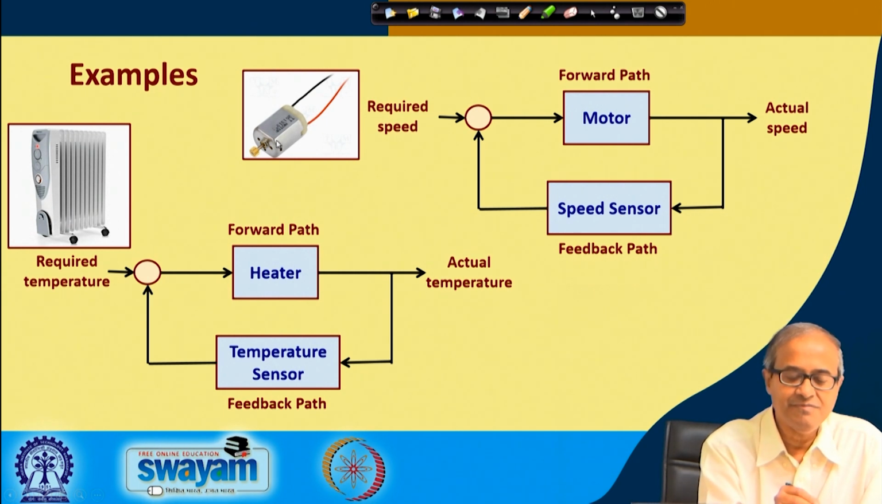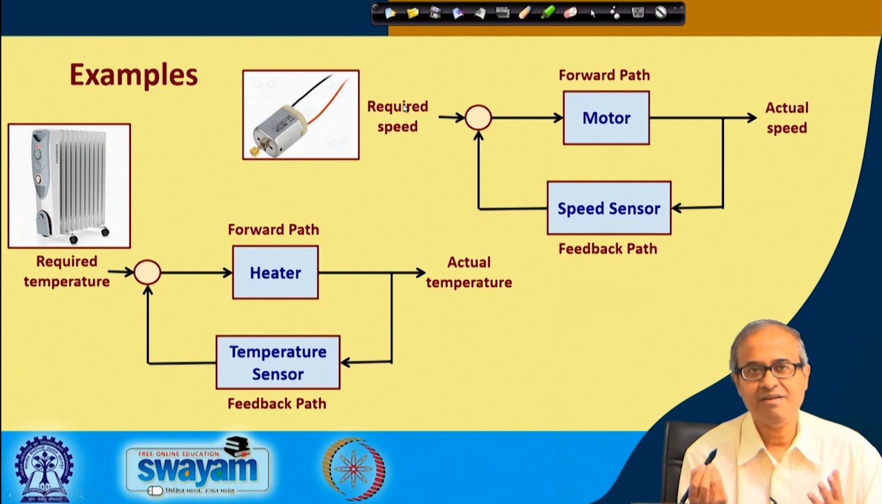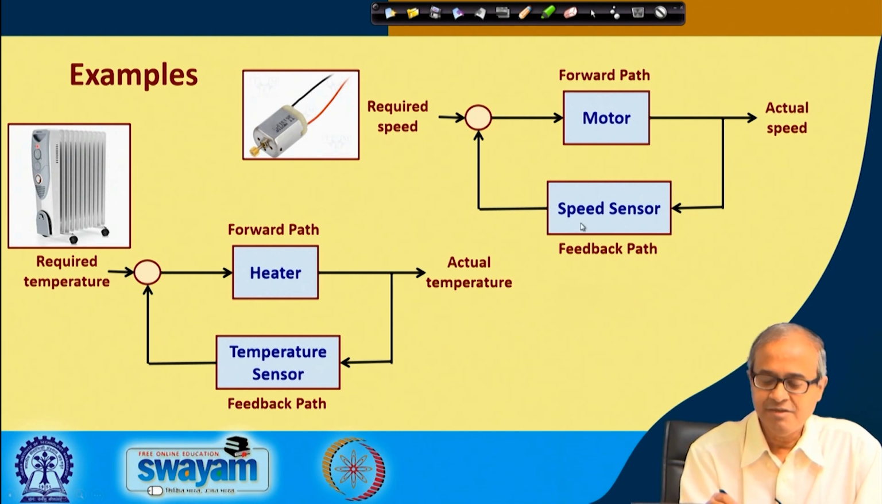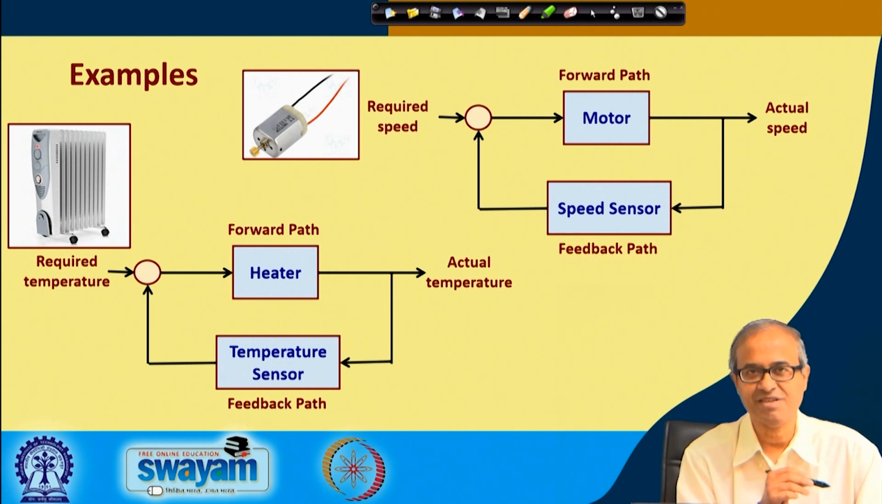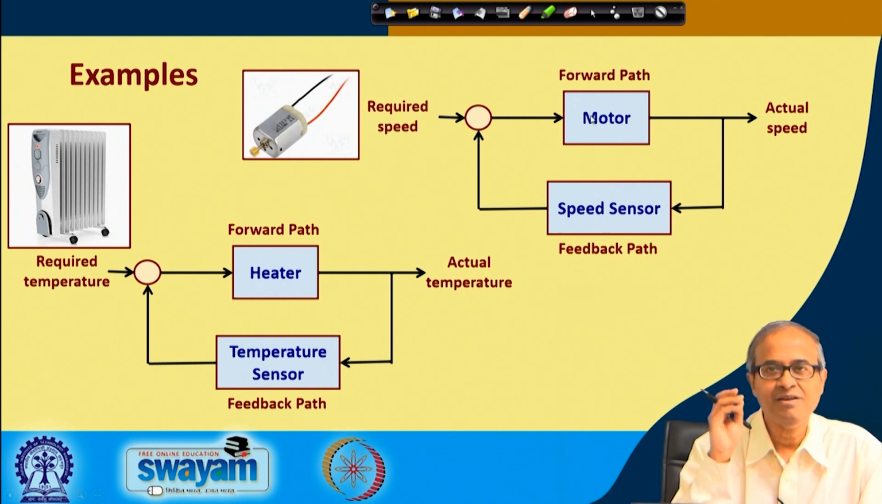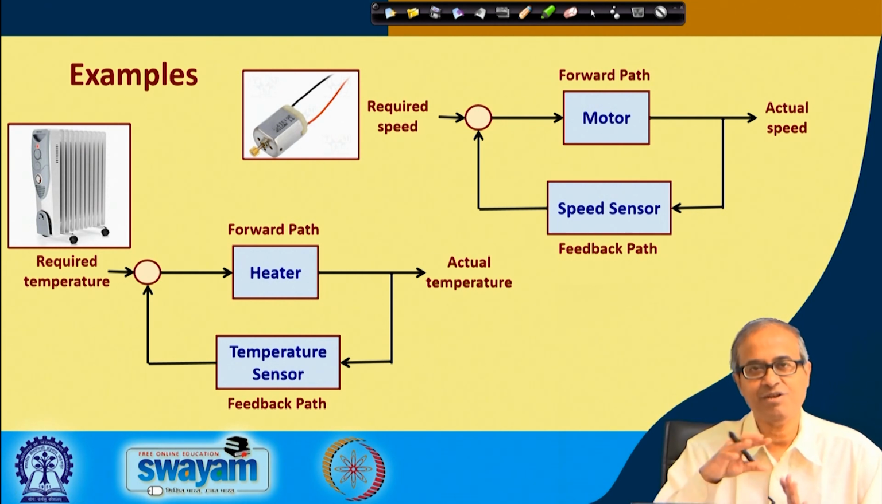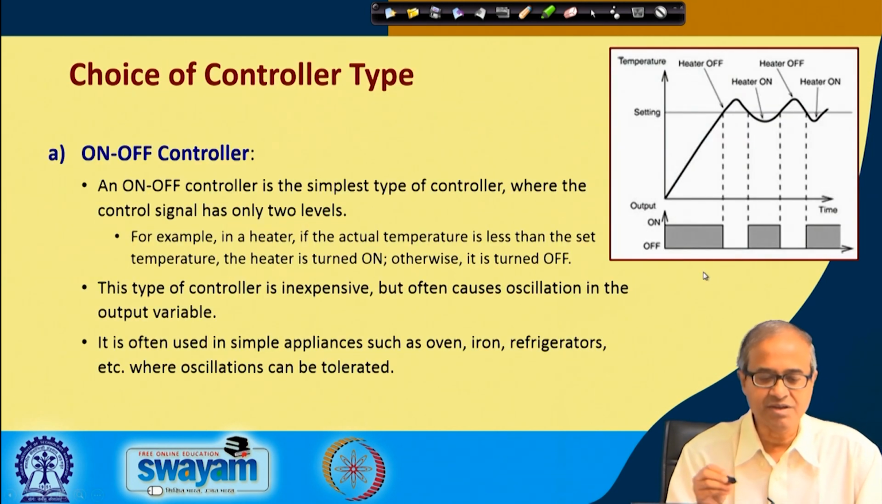Take another example. Suppose I want to control the speed of a DC motor. Here we are showing a small DC motor. Some required speed is specified, let us say 100 revolutions per minute, 100 RPM, a slow rotation. There will be a speed sensor in the feedback path, sensing the speed in some way. We shall see these experiments later. Depending on the difference, the controller will activate the power supply of the motor to turn it on and off, so that speed is maintained.